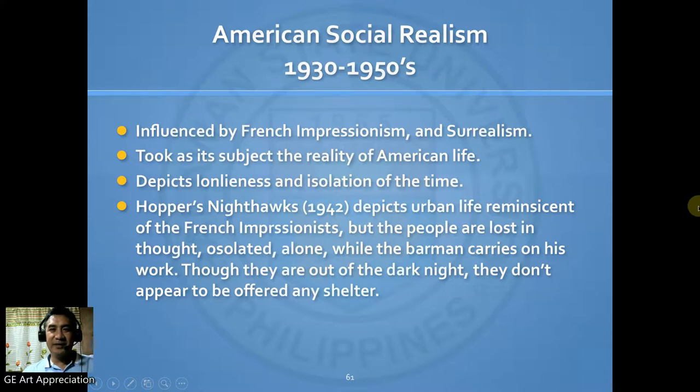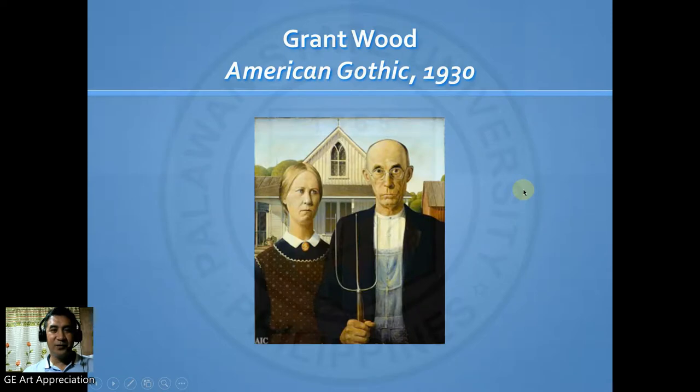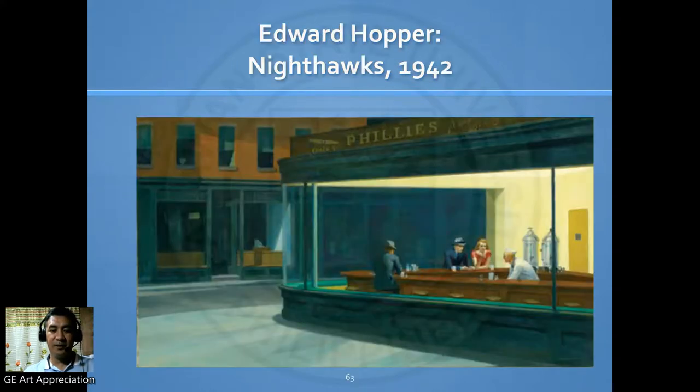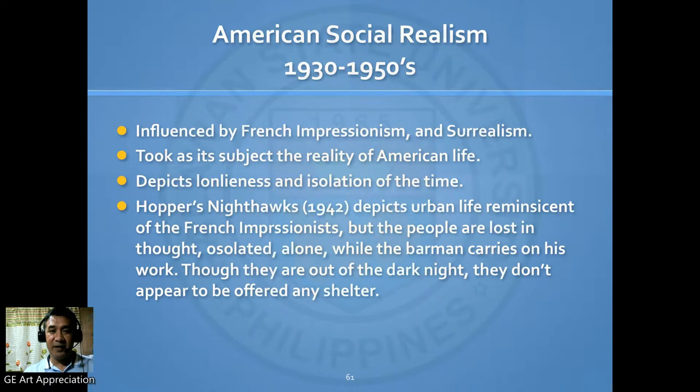American social realism during 1930 to 1950s. It was influenced by French impressionism and surrealism. It depicts loneliness and isolation of the time. Let's take a look. Grant Wood, American Gothic in 1930. It says here, it took as its subject the reality of American life, and it depicts loneliness and isolation of the time. During the time of American social realism.